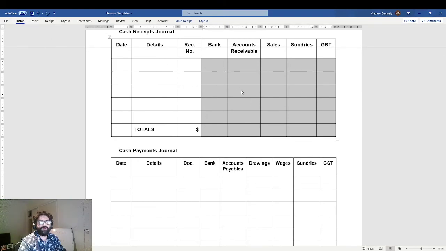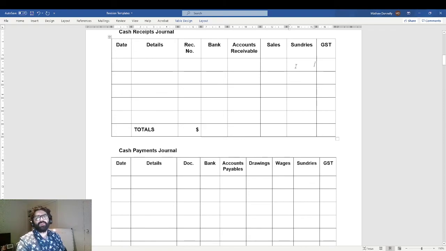Sundries is anything that doesn't have a heading, and GST. The things that would go in sundries are things like owner contributing cash, and that's capital contribution. We do have a transaction of that. And GST, anything that incurs GST or we receive GST will go into here.